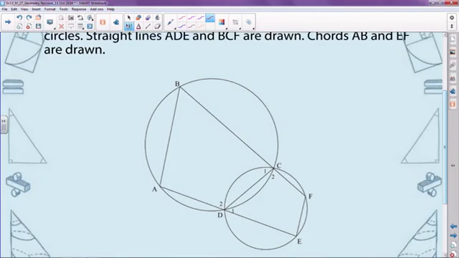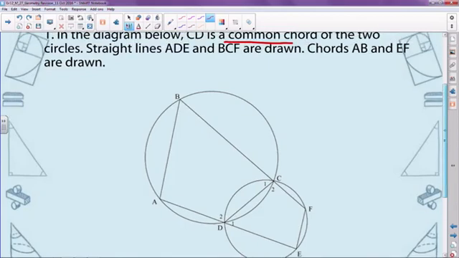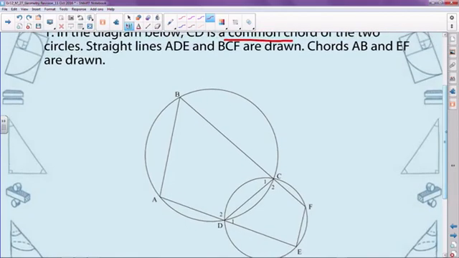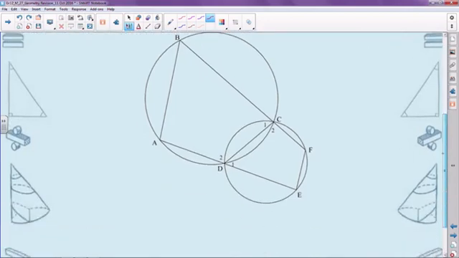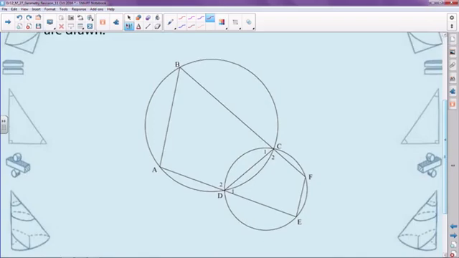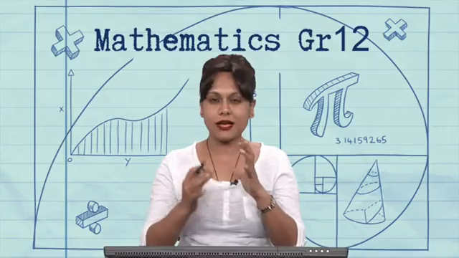Okay, well, we can see that chords AB and EF are drawn. So we've got a whole lot of chords and lines. They don't really say much. However, just from the drawing itself, you can already start seeing some things happening.